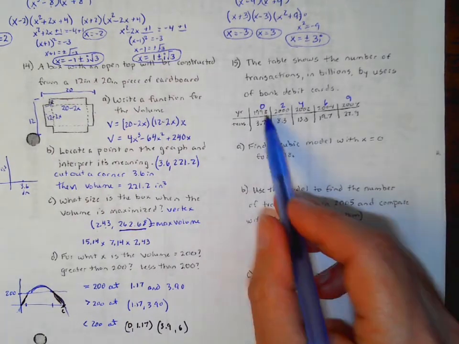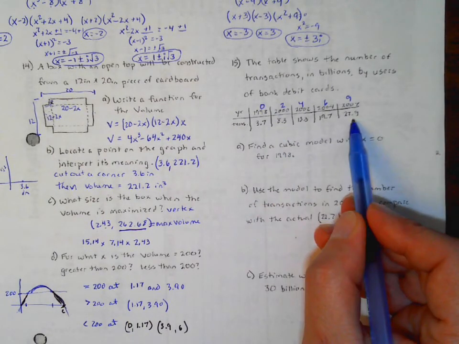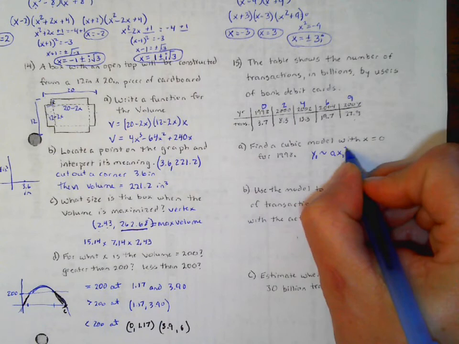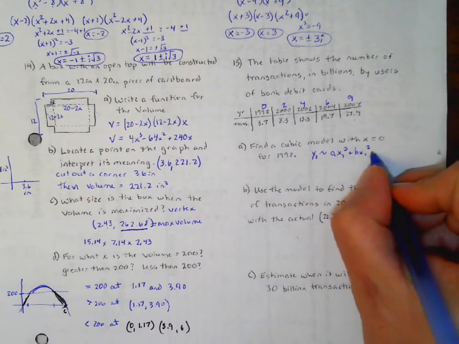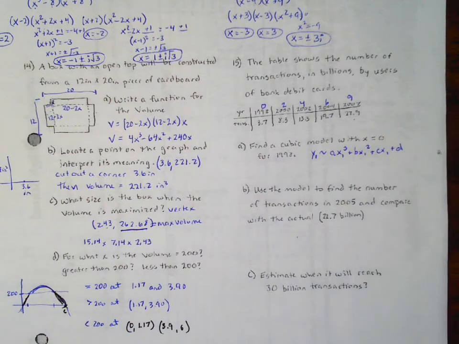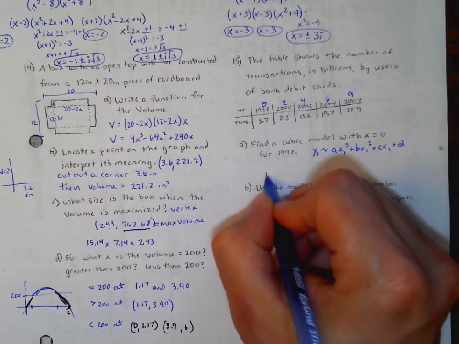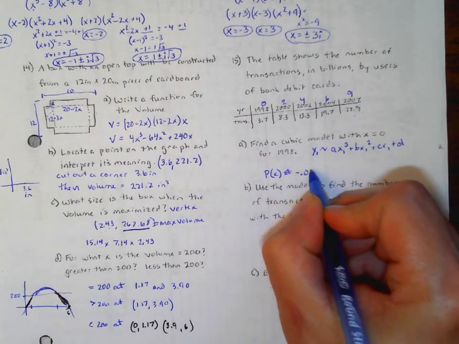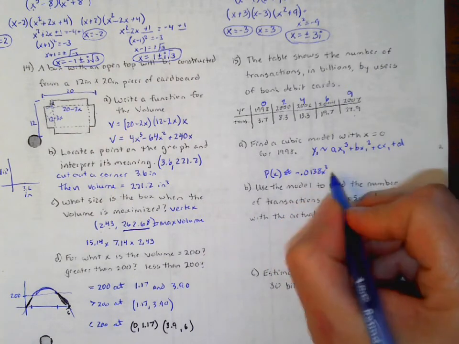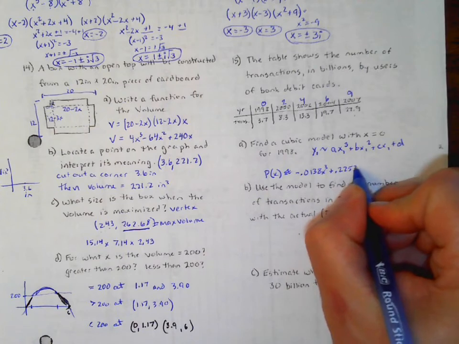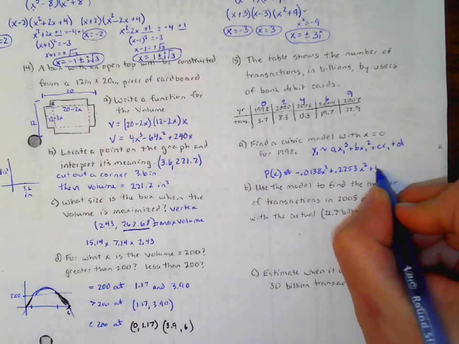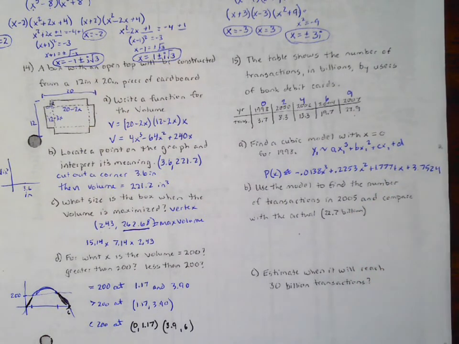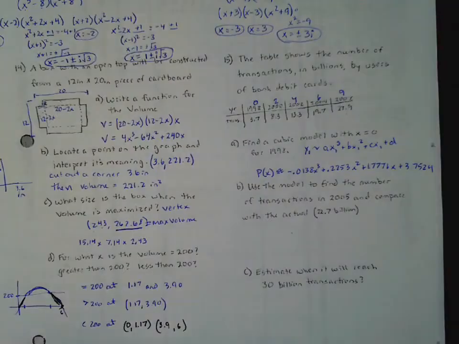So we're going to use ax to the third plus bx squared plus cx plus d. You're typing that in, and you get a model of p of x is approximately, because I'm going to round it, negative 0.0138x to the third plus 0.2253x squared plus 0.7776x plus 3.7524. If you round it differently, you get some different numbers, but you get the main idea.